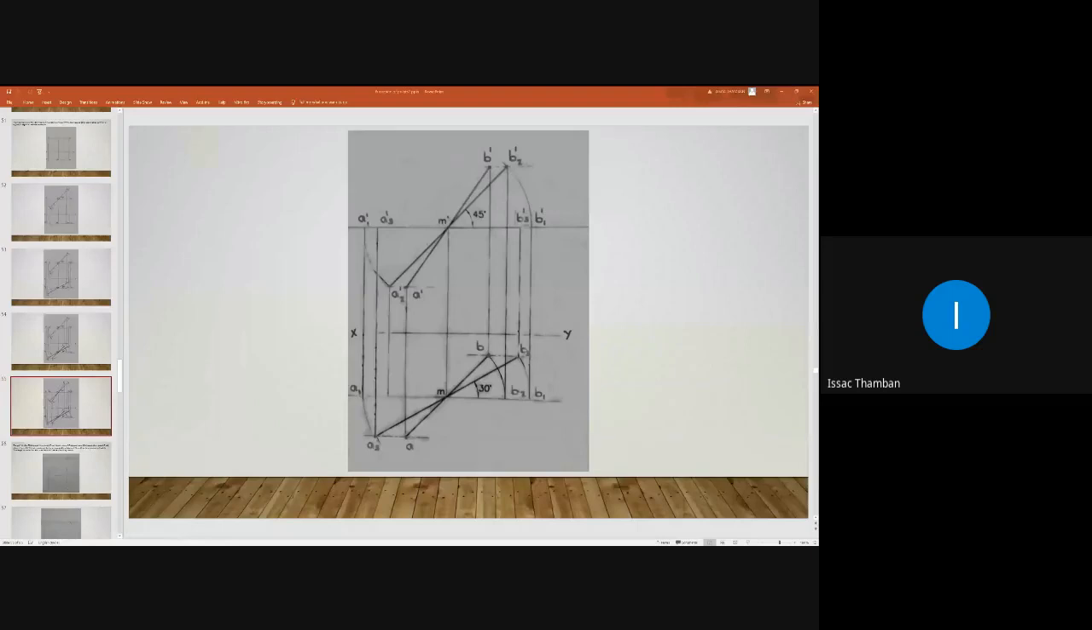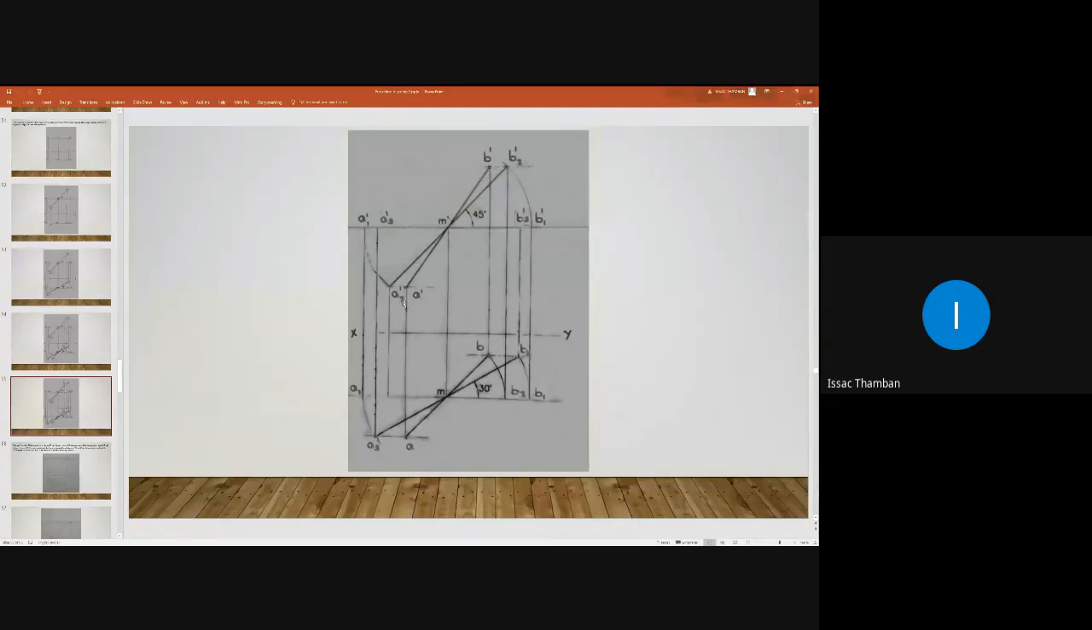Shreya Biju, have you obtained the position of A dash and B dash? Yes, sir. Okay. Then Arun, have you obtained A dash and B dash? Yes, sir. Okay. So I'm proceeding.